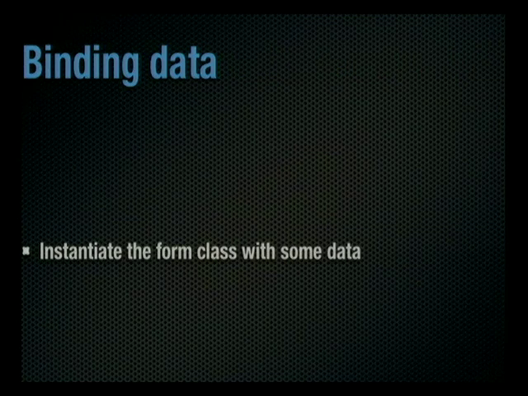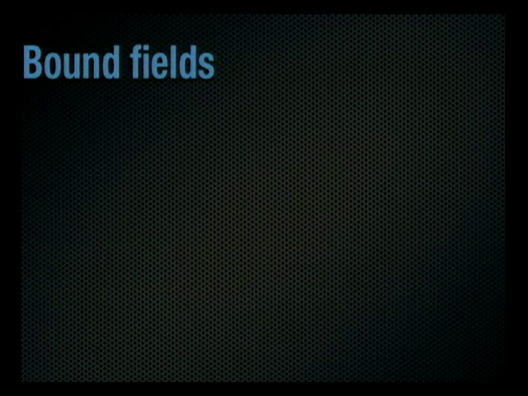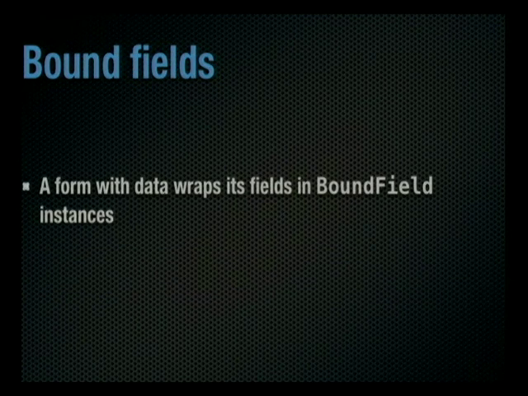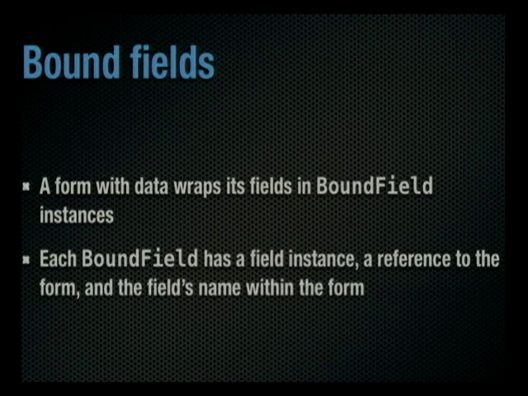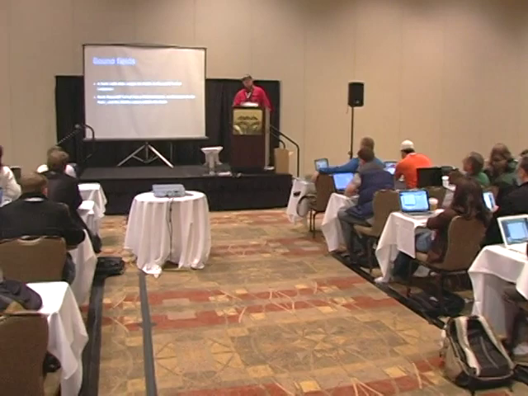The way you do this is you instantiate the form class with some data. The actual arguments are called data and files, so that you can pass in your post data, and you can pass in your file data that got submitted. Looks like this. What this results in is a bunch of bound fields. Bound field is a class that exists in the form system. Each one refers to a field instance on the form itself, and the field's name in that form. And this is how, once we get that data from the widgets, pulling everything out of the submitted data, we know what goes with what field.